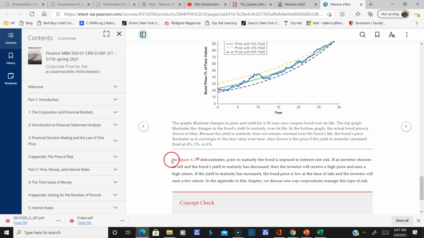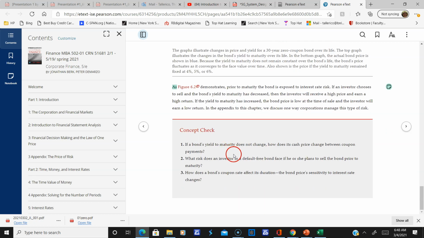Alrighty, so I will pick up here. Or better yet, I'll keep going, just because there's a concept check here.